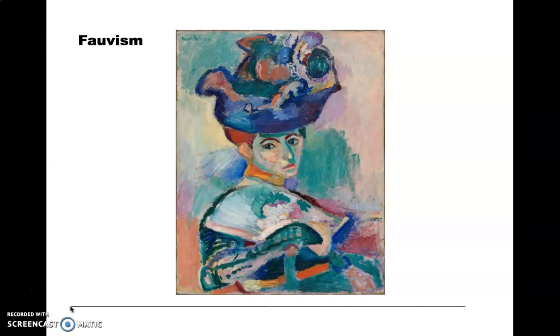Fauvism is the French word for wild beasts, because they had an exhibition and some guy came in and went, "Oh, how terrible, it looks like it's been done by some wild animals." And that's how they picked up their name.